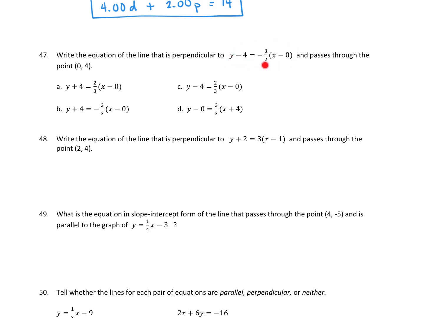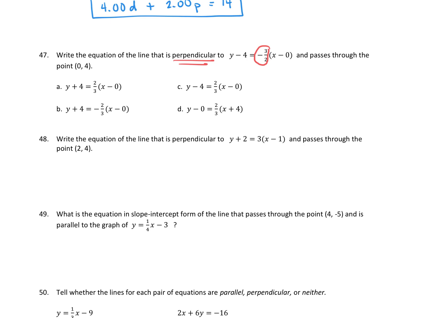If I look at this form, this is point slope form, y minus 4 equals negative 3 halves times x minus 0. What I need to get out of this equation is just the slope. The slope is that negative 3 halves right in front of the parentheses with the x. And then we're going to identify what the perpendicular slope to that would be.